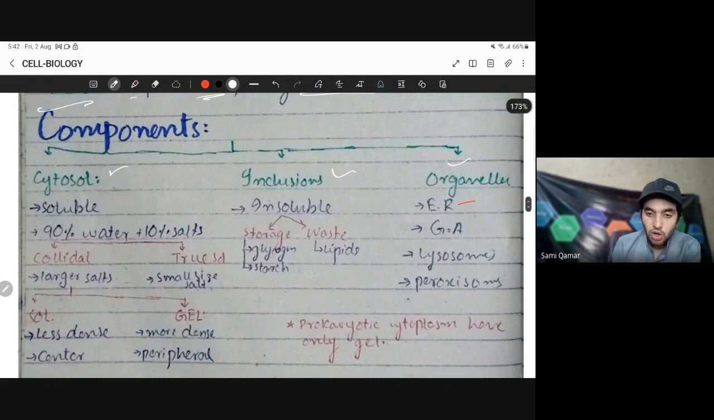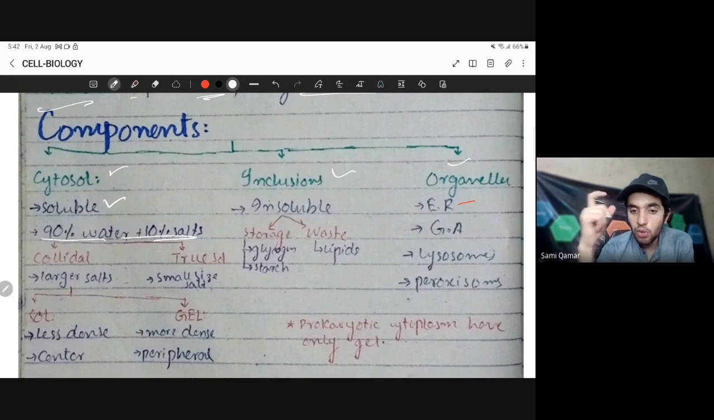Let's talk about cytosol. The soluble part of cytoplasm is known as cytosol. It is 90% water and 10% salt. Remember this. It is the soluble part which has water and salts, because salts are dissolvable in water. Now there will be two regions, colloidal and true sol.